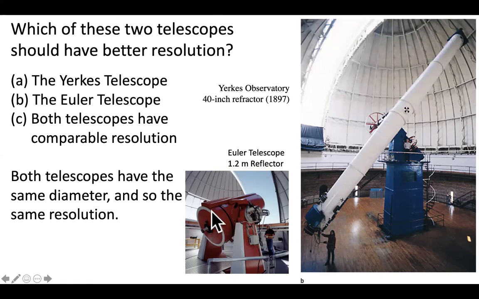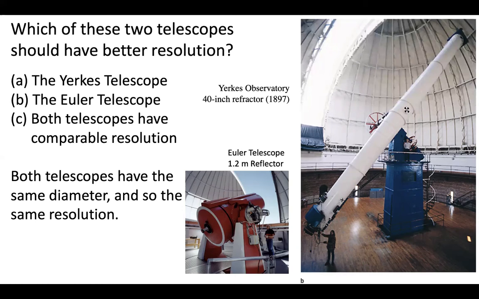The thing that matters for resolution is the diameter of the telescope. The fact this has a much longer tube is irrelevant to that. This has a longer tube because it has a lens. And it turns out there's a limit to how well you can focus light with a lens of materials that existed in 1897. Whereas mirrors, you can fold light a lot better. So that's one aspect of it. What matters is the cross section, not how long your telescope is.